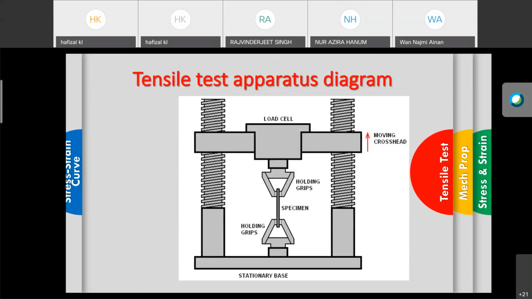Then we have the tensile test apparatus diagram, something like this. We can see the specimen positioned here, clamped at the two ends, and there is a moving part here to produce an external load. Finally, we can see that deformation takes place at this position in the middle, because this position is the highly critical area where it is possible to break.